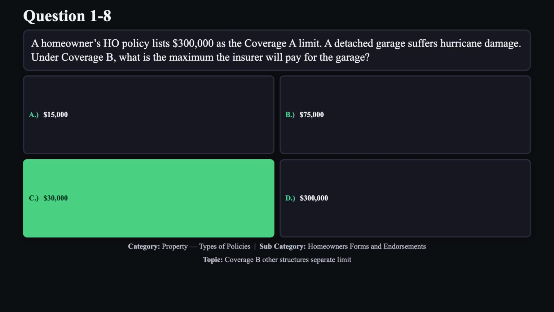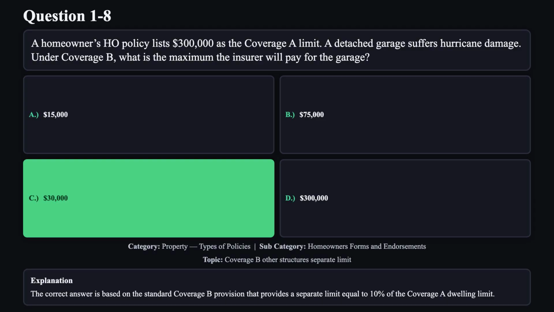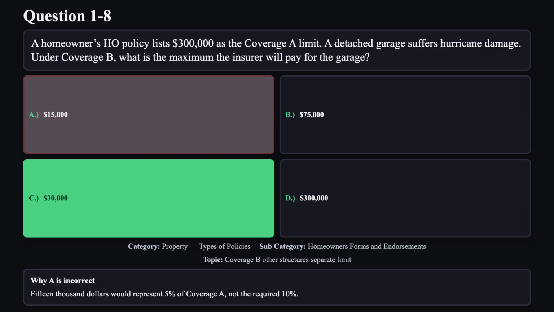The correct answer is C. The correct answer is based on the standard Coverage B provision that provides a separate limit equal to 10% of the Coverage A dwelling limit. Reason A is not correct. $15,000 would represent 5% of Coverage A, not the required 10%.